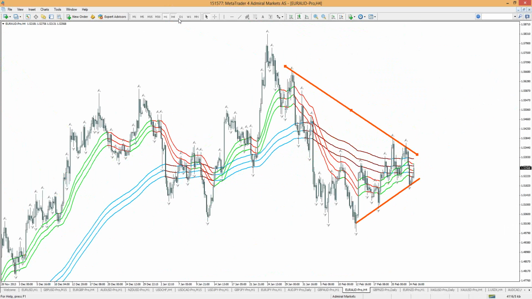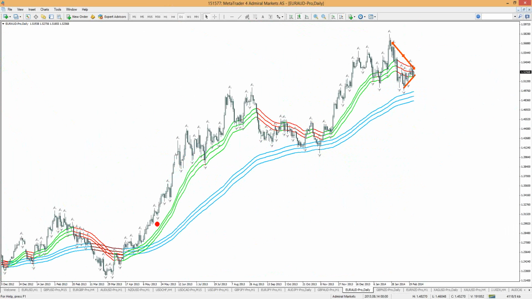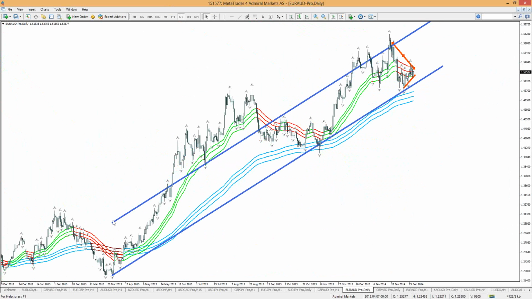So let's take a look at the daily. Daily, we can see the potential for price to be an uptrend as well, although it is stuck in the moving averages still. Obviously, before we can see tremendous uptrend here as well. And we can probably put a channel here too.